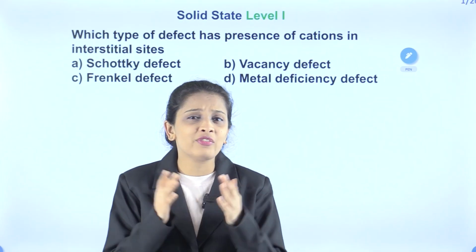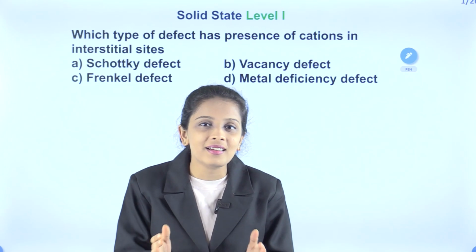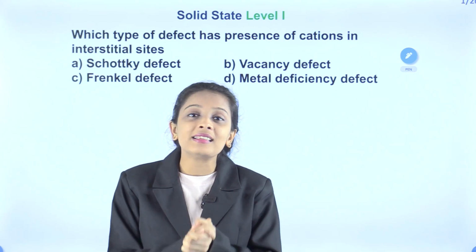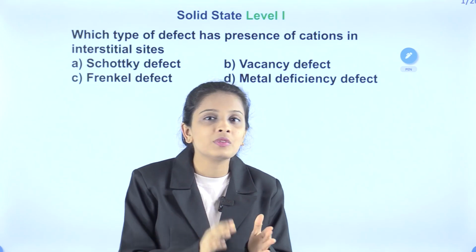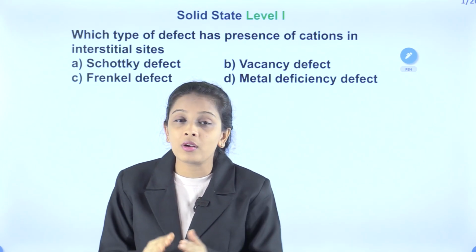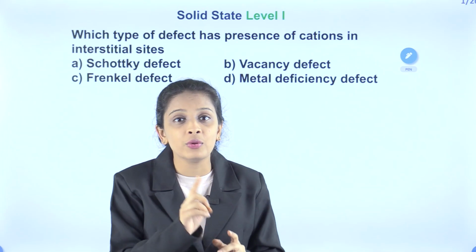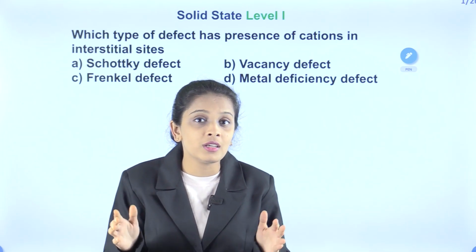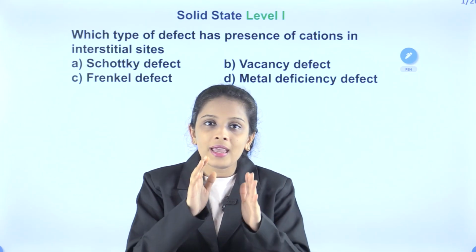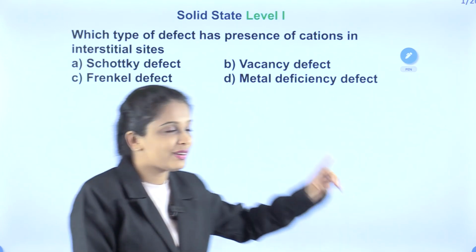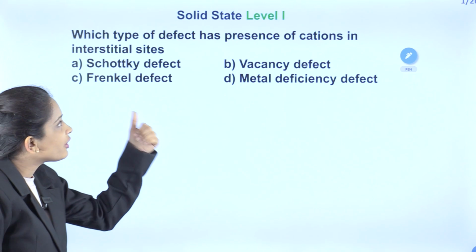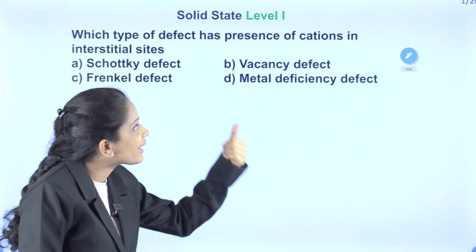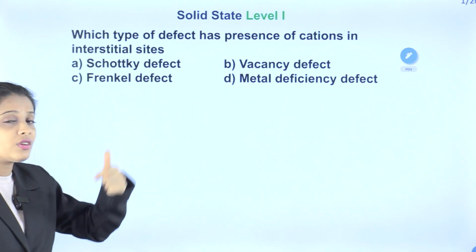In this lecture, we will be starting with very interesting MCQs, that is MCQs from the solid state chapter. Yes students, these MCQs are really very important, yet easy if you revise or you are thorough with all the concepts. So we have our first MCQ in front of us, which says: which type of defect has presence of cations in interstitial site?